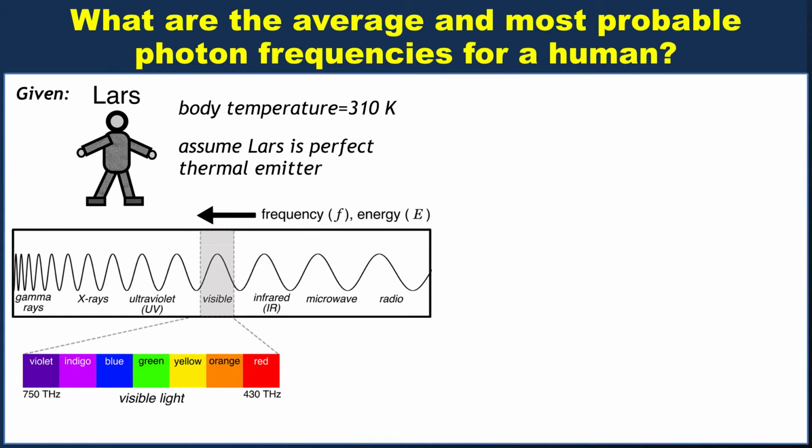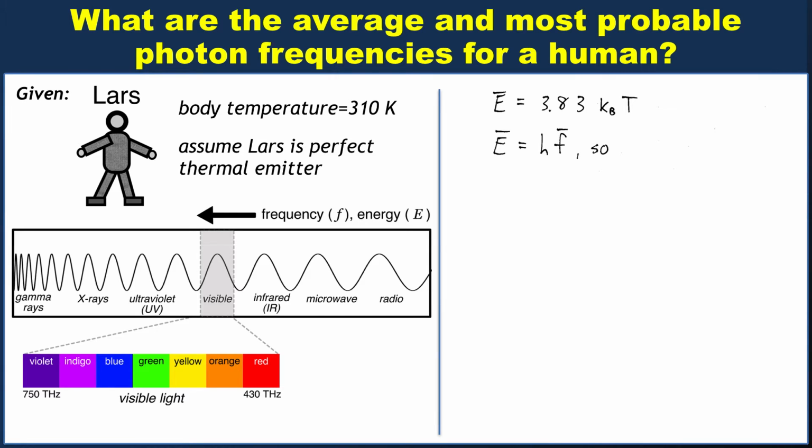We just want to know where the peak frequencies for Lars are, both the average and the most probable photon frequencies. So we can figure that out now. And we do that using the results quoted in your lecture notes, namely that E bar is 3.83 kT, and that the relationship between the energy and frequency of a photon is E equals hf, where h is Planck's constant, named after the same Planck for whom the distribution function is named.